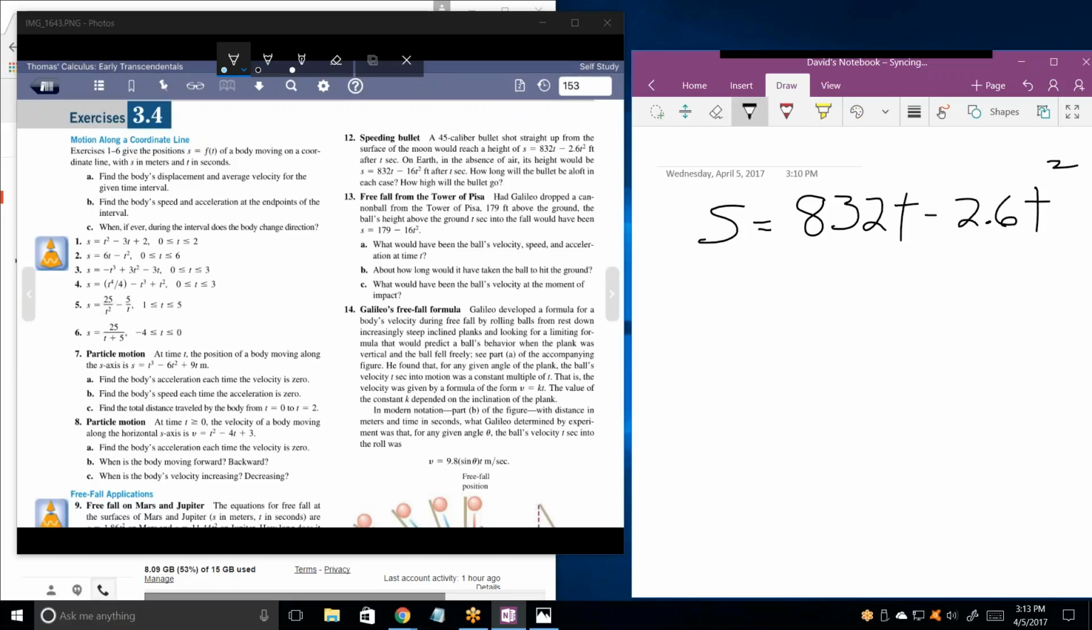But in all of these problems that we're looking at, you're either going straight up and down or you're a particle moving along the x-axis, like number 7. Number 7 is just a particle moving back and forth across some horizontal axis. Well, number 12 is a particle, in this case a bullet, moving up and then back down again.